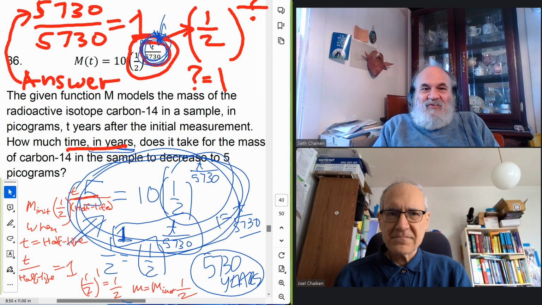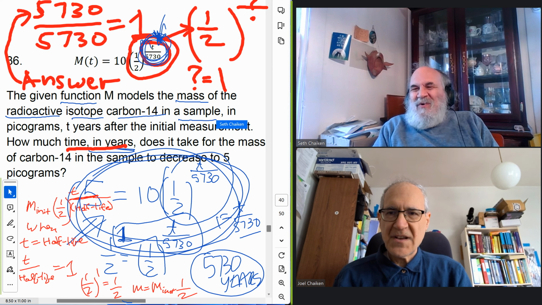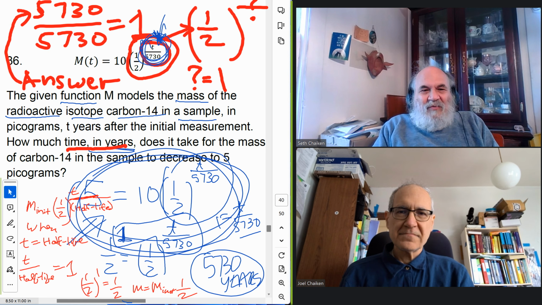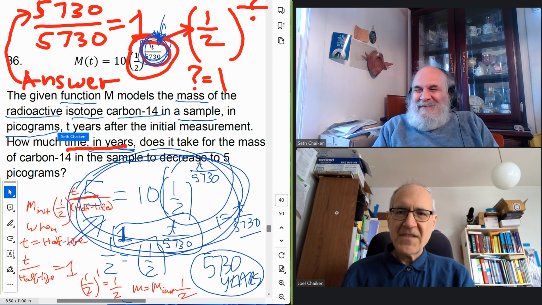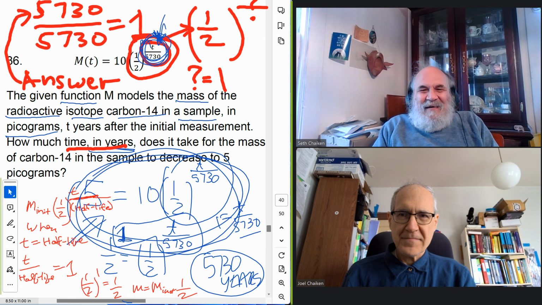Why do you learn stuff in school? What are all the things? There are lots of technical words in this. In all sorts of questions. What's a function? Mass, radioactive, isotope, carbon. Maybe what's a sample? What's a sample? What's this, picograms?